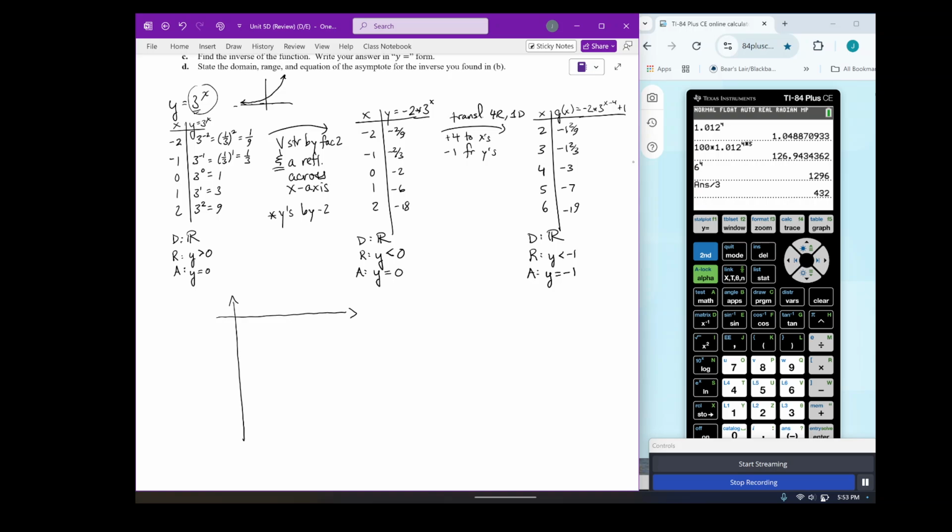So let's see, x's go up to 6. So 1, 2, 3, 4, 5, 6. The y's go up to -19. How do I want to do this? I go -2, 4, 6, 8, 10, 12, 14, 16, 18, 20.